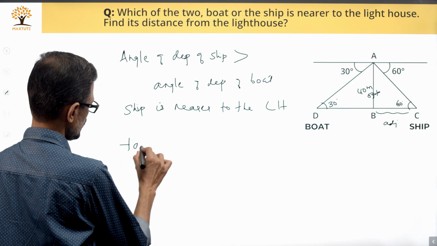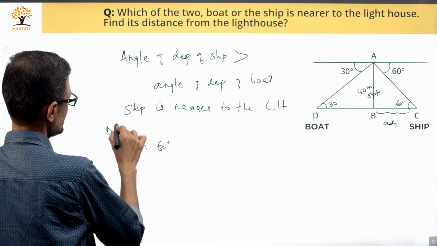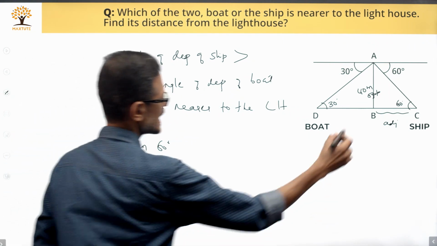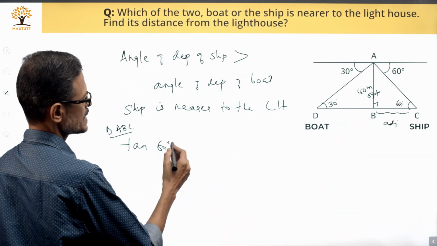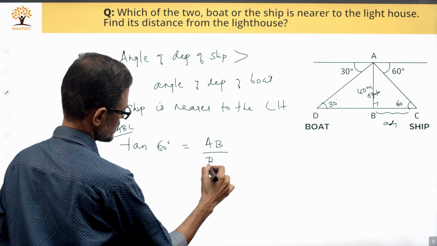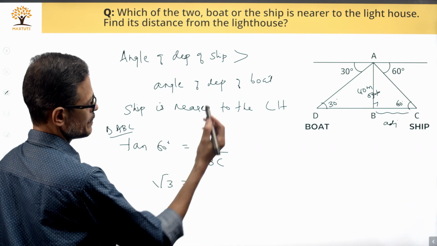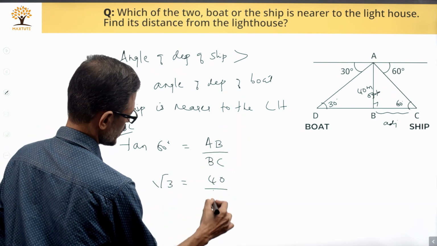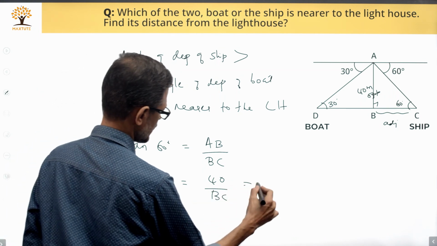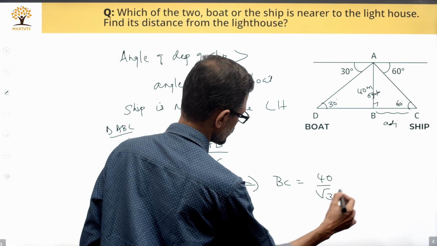So tan of 60 degrees, which is angle C. We're looking at right triangle ABC, right angled at B. So tan of 60 degrees is equal to the opposite side AB divided by the adjacent side BC. Tan 60 degrees is equal to root 3, AB is equal to 40, BC is what we are trying to find out. So cross multiply, we will get the answer. BC is equal to 40 divided by root 3 meters.